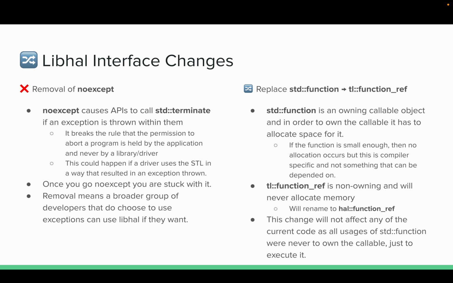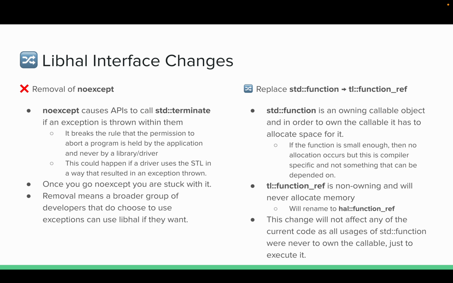In order for it to own the callable, it has to allocate space for it. So usually a lot of function implementations can hold at least 2 pointers. So maybe a pointer to an object and a pointer to something else, or a parameter, an integer, a register, that kind of thing. So std function can, if it has enough space to hold your callable, such as a lambda or just a function, then it doesn't allocate.